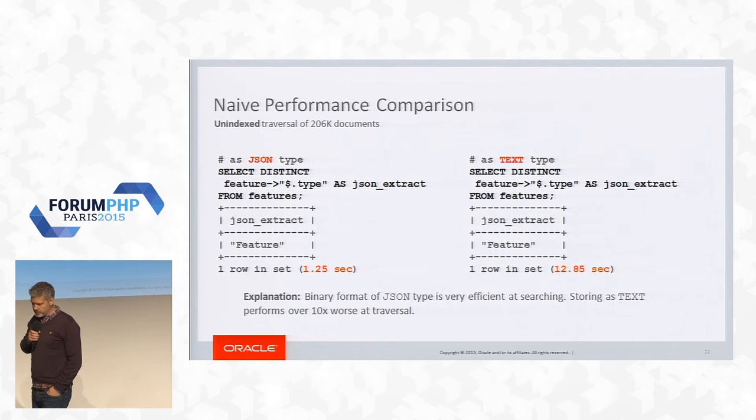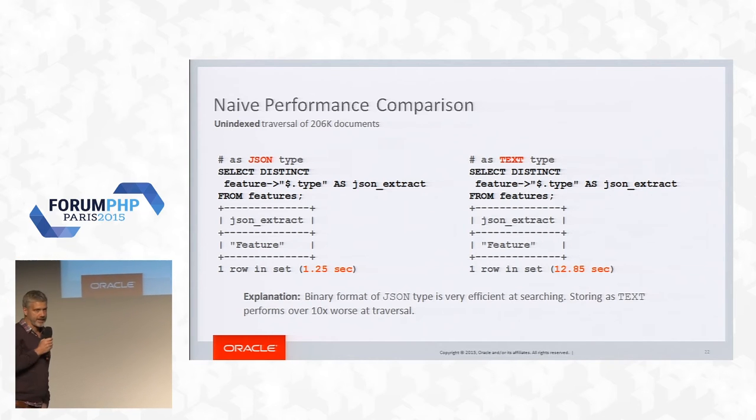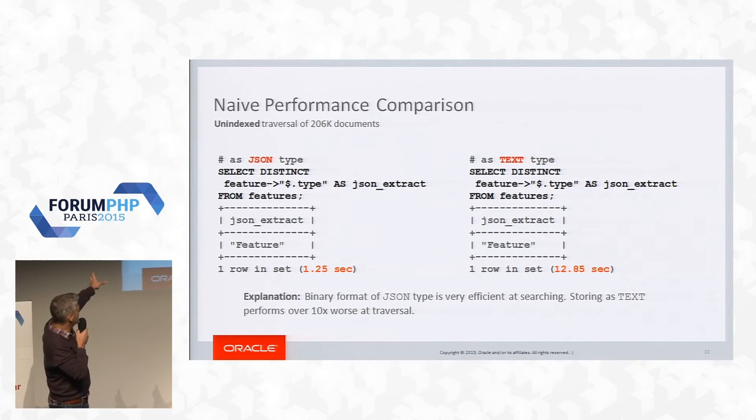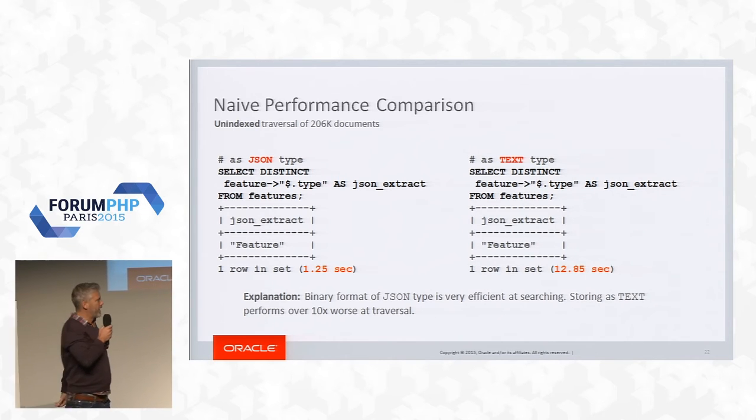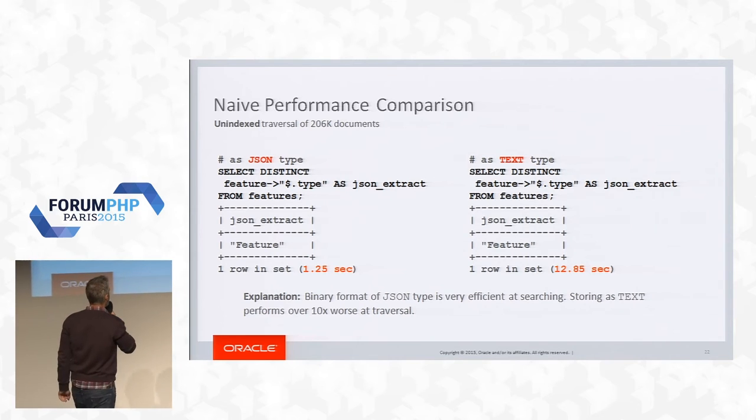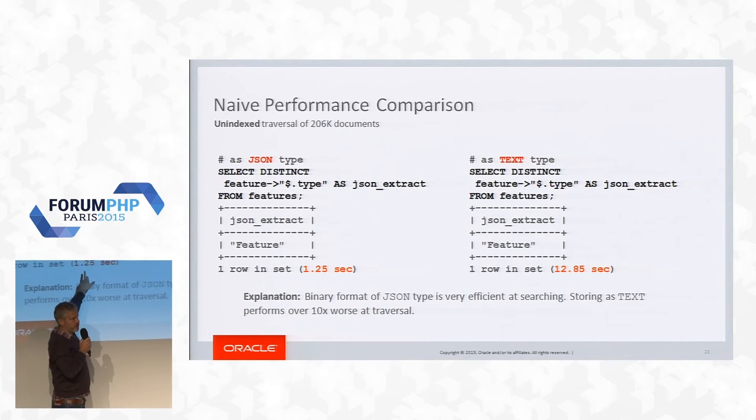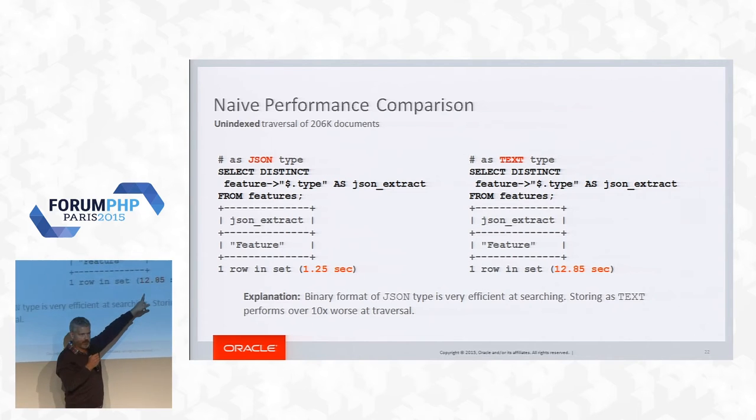So here, coming back to the comparison to text. On the left-hand side here, you see the database put into a JSON type. On the right-hand side, you see it put into the text type. And just a basic comparison here, doing a select distinct from this data set. The only difference here is, again, the data type. You see how quickly it's able to traverse the objects. This is a full table scan, compared to whether it's a text thing.